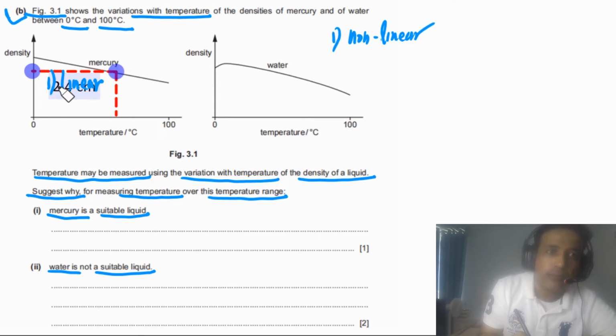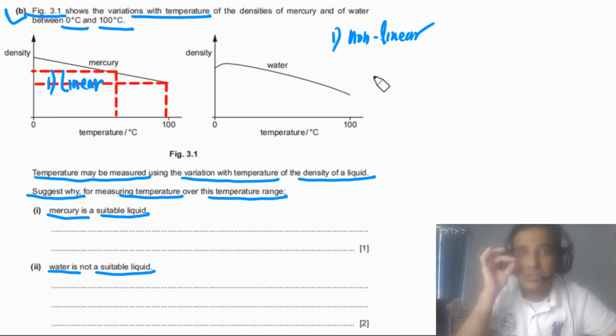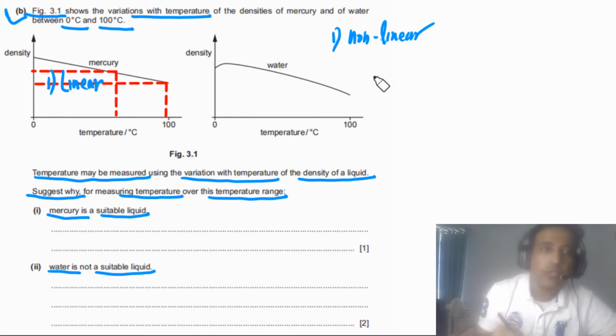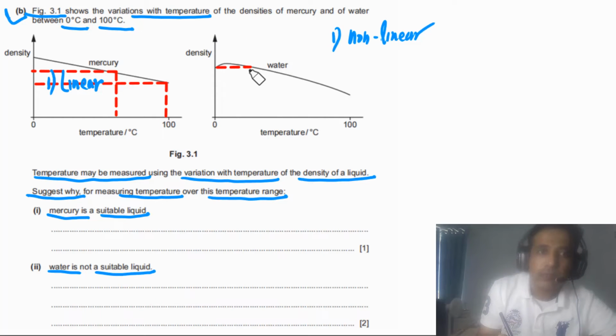So here we have one value of temperature, one value of density, and if we pick another point, at this point it has a certain value of temperature and a certain value of density. It simply means that each value of density is unique at a certain temperature. So this graph is suitable, meaning mercury is a suitable liquid to measure temperature, but this is not a suitable one. If we draw a horizontal line here, we can see at the same value of density, we have two values of temperature.